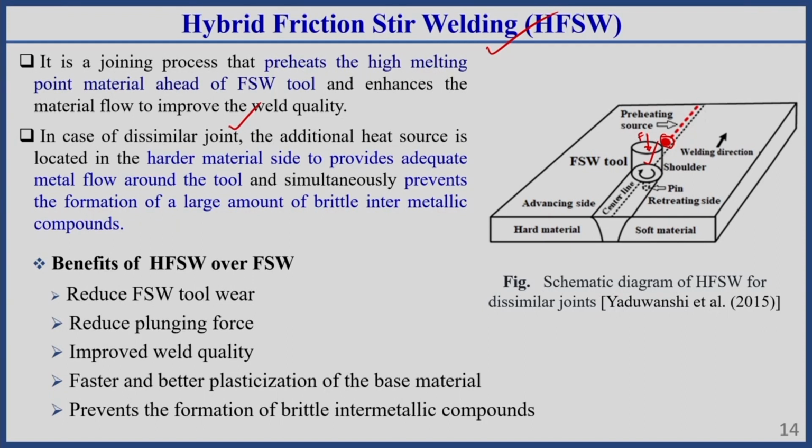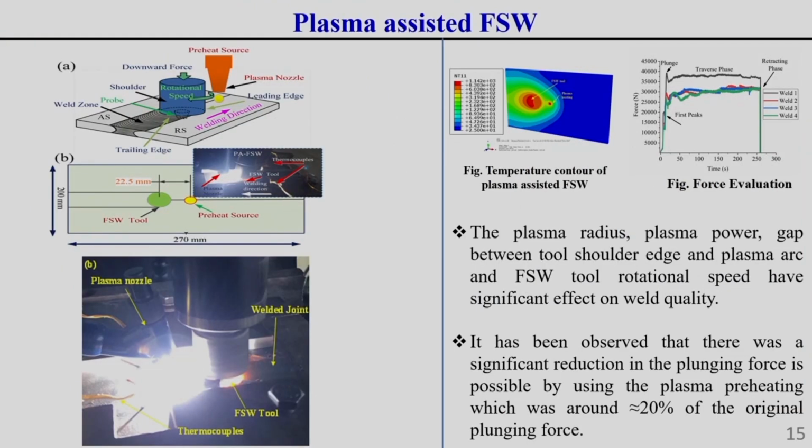That is why, as I have told you, it has a lot of benefit over the conventional friction stir welding process. It reduces FSW tool wear, it reduces plunging force, it improves the weld quality, and as faster and better plasticization of the base material takes place, we can speed up the process rapidly compared to the conventional FSW process. And due to this preheating, it also helps prevent the formation of brittle intermetallic compounds. It cannot fully eliminate them, but it somewhat decreases their formation for dissimilar material joints. You should keep this in mind.